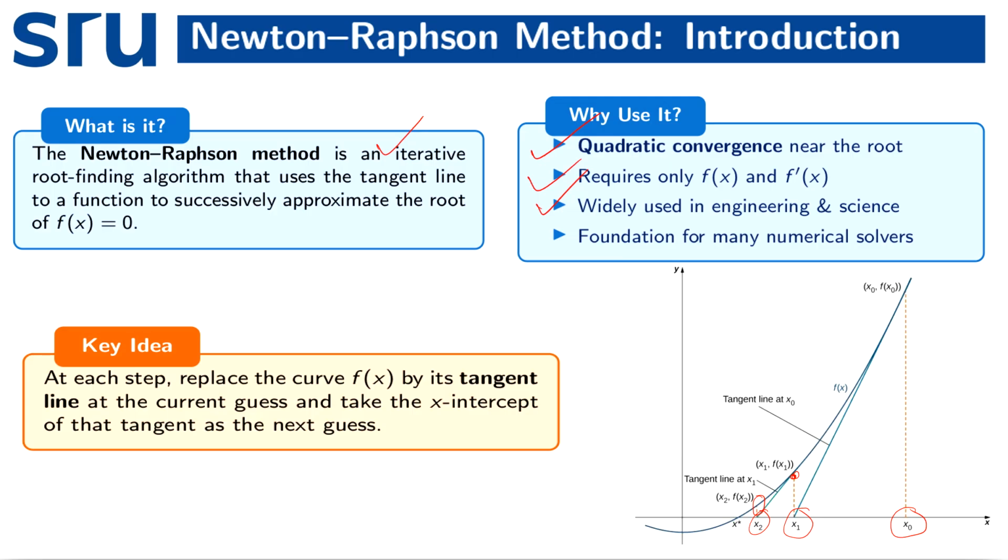But one thing you should remember: the method works very well when the initial guess is close to the root. If the guess is too far, sometimes the method may converge slowly or even fail. So choosing a good starting point is very important. So let us continue to the next slide.